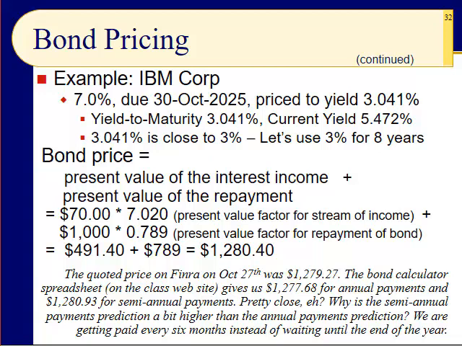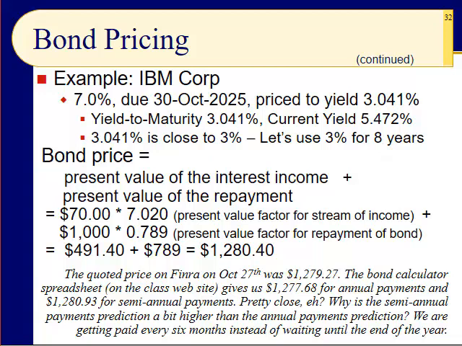But as of the 27th of October, this bond was selling for $1,279.27. So it's a 7% bond due in approximately 8 years, right? 30th of October 2025, almost to the day, right? And it's priced to yield 3.041 with a current yield of 5.472. Well, 3.041 is close to 3%. So let's use 3% for 8 years, and it's 8 years and a few days.